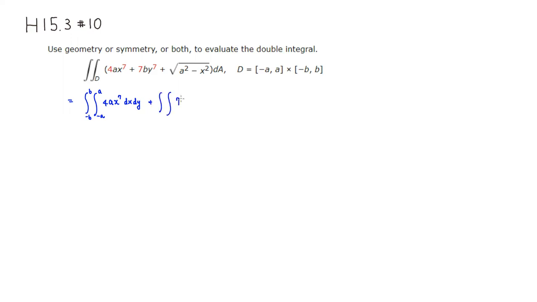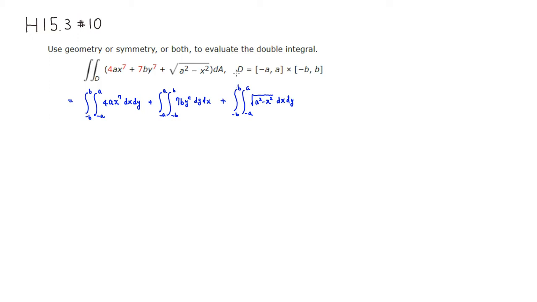So you have 7b y to the 7th power, we do dy dx. I'm doing dy first, so negative b to b goes first, and negative a to a. For the last one, you have a double integral here, the square root of a squared minus x squared. I'm going to do this with respect to x first, since it's written in x, going from negative a to positive a, negative b to positive b.